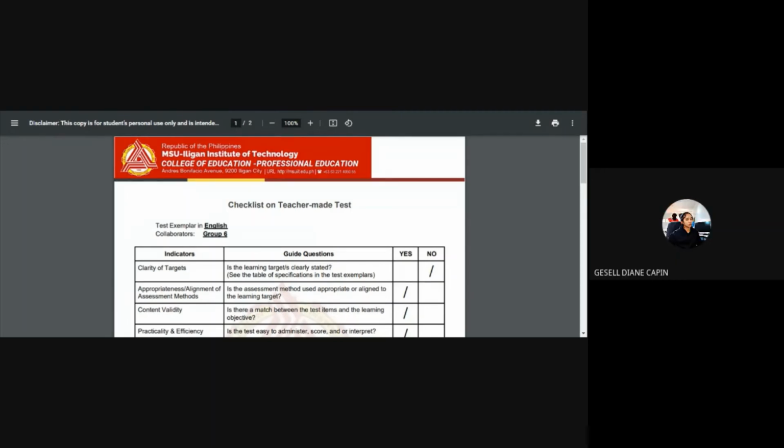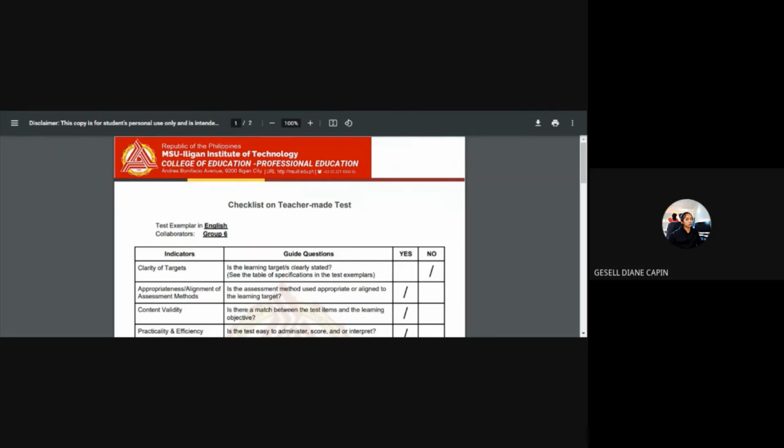So we have here the six indicators. First is the clarity of target. Second is appropriateness or alignment of assessment method. The third one is content validity. The fourth one is practicality and efficiency. The fifth one is fairness. And the last one is the indicator of ethics. So in the indicator of clarity of targets, our group decided to answer no. Later, we will know the reason behind it.